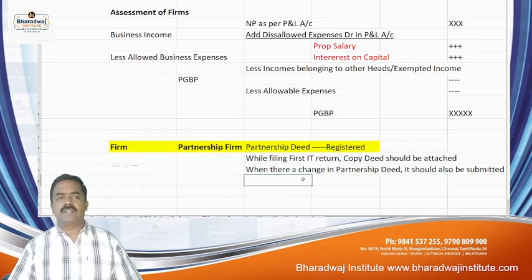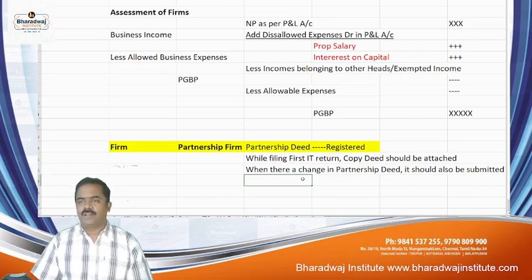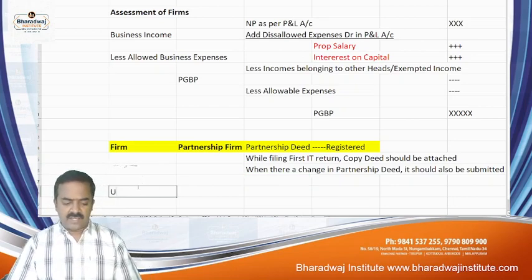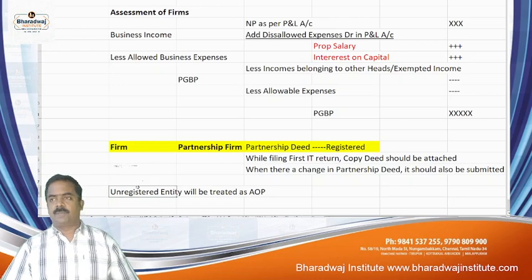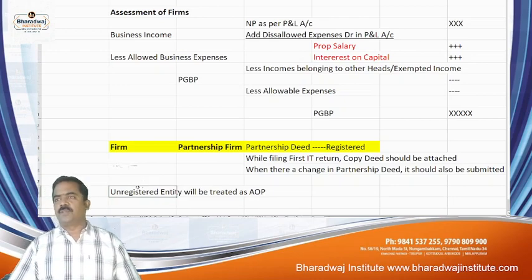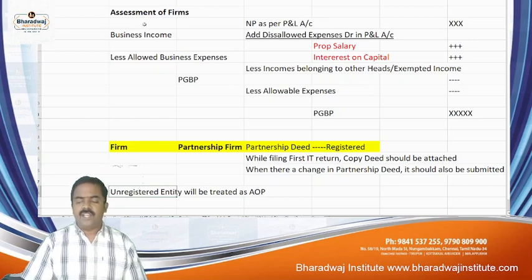Only then it will be taken as a partnership firm. If I don't submit this deed or if I don't register the agreement, then I will be called as which one? Association of persons. An unregistered entity will be treated as association of persons, where provisions of partnership act, assessment of firms will not be applicable. So please note all these things before we continue.